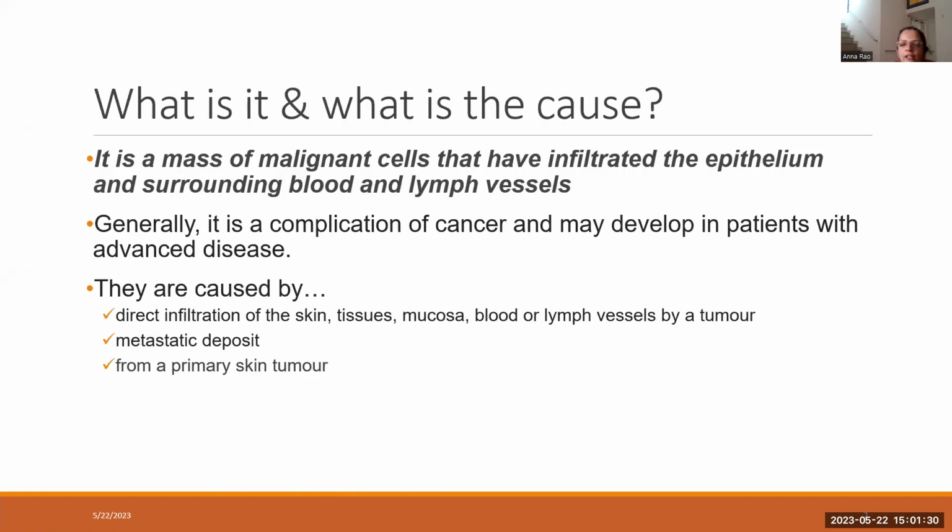So when you call it a fungating wound, what is it? Let us start from the beginning, that is the definition. Most of these wounds are the result of infiltration of the cancerous tissues in the epithelial mass and surrounding blood and lymph vessels. So you can say it is a kind of complication that has developed in the patient in advanced disease.